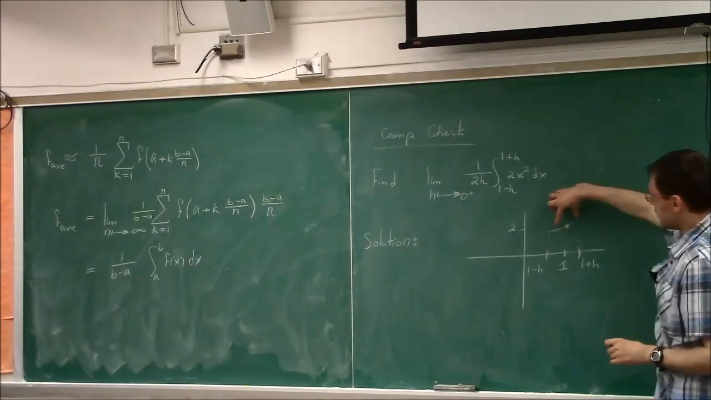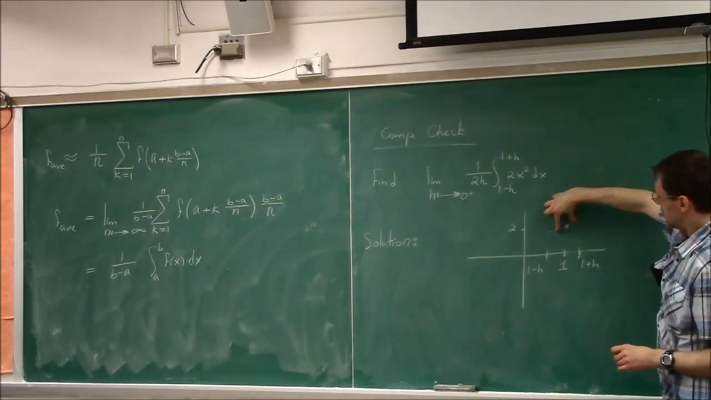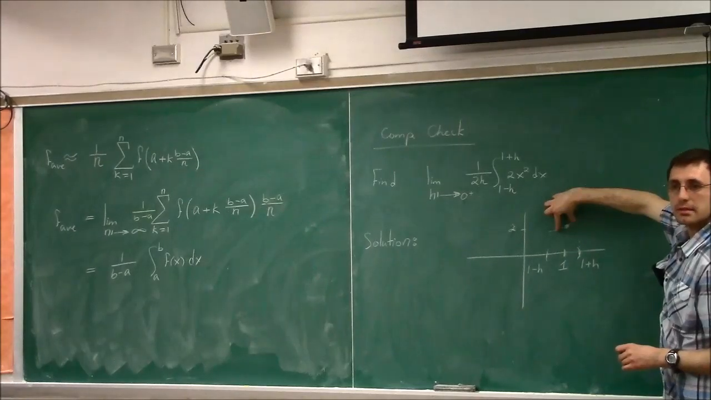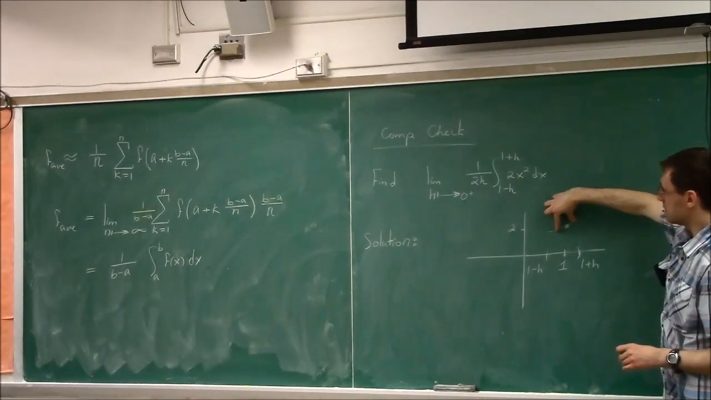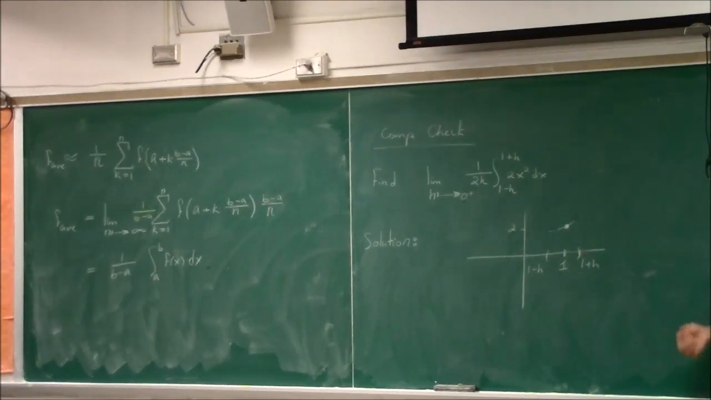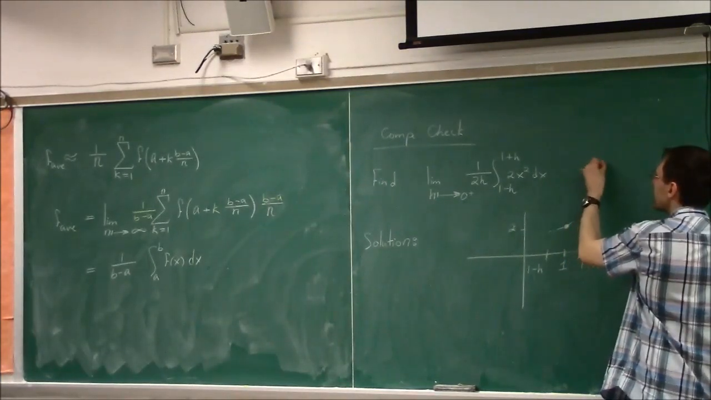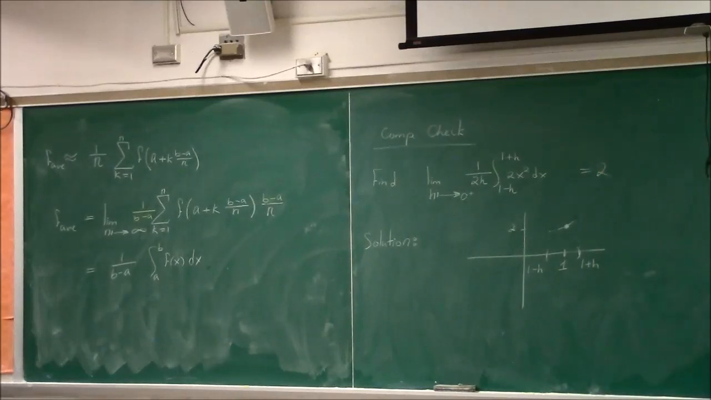If h is very small, what happens? H goes smaller. What happens to this curve? It's 1, 2. What's the answer? Not 0. Where is 0? All the heights that you're adding up are positive. So what's the answer? 2. The answer is 2 without any calculation.